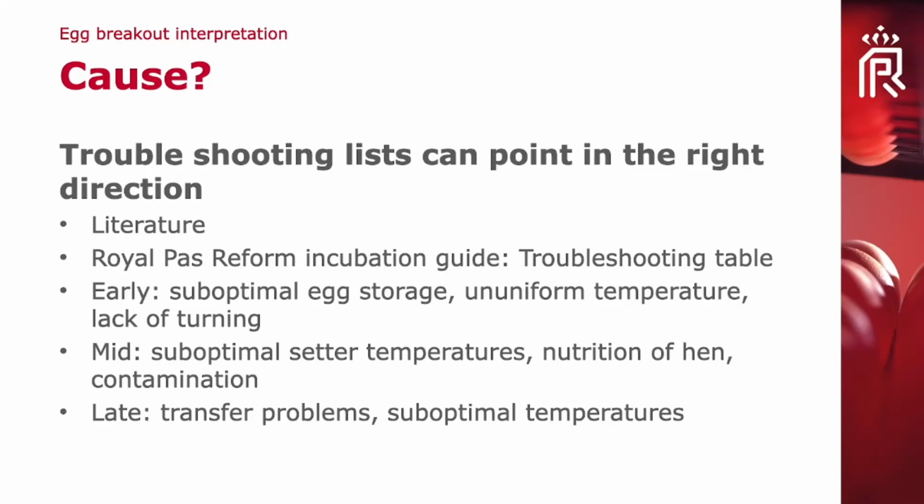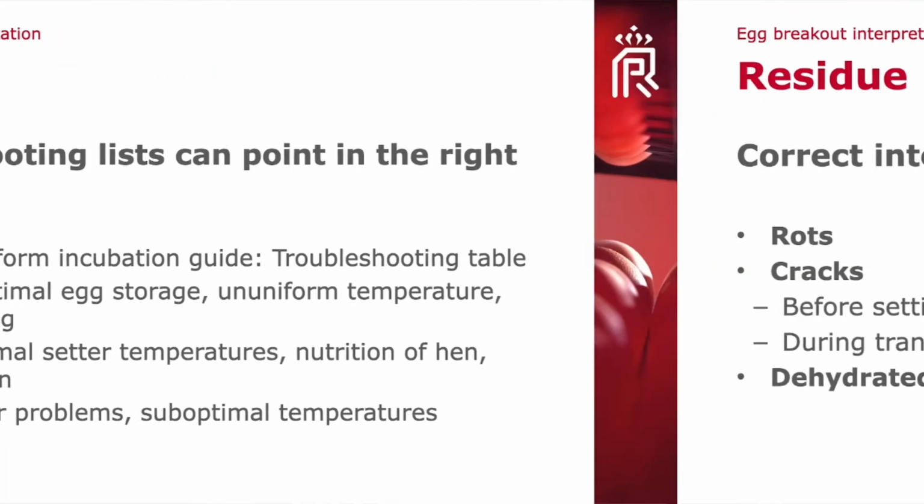say that if we see a lot of early mortality, it usually has something to do with suboptimal egg storage or non-uniform temperature or a lack of turning. If we look at the mid-dead embryos, these are mostly from suboptimal setter temperatures, the nutrition of the hen, or also contamination. And if we take a look at the late mortality, these are often transfer problems or suboptimal temperatures.